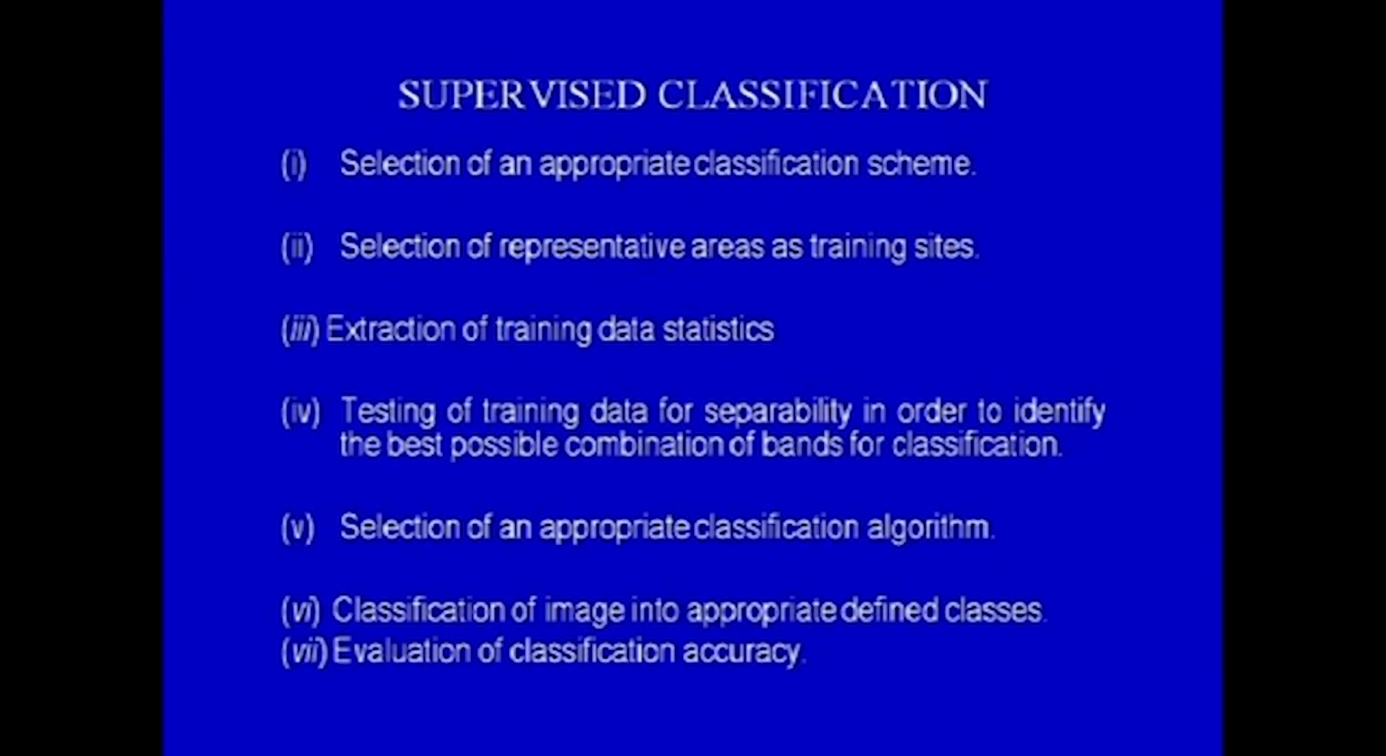First, selection of an appropriate classification scheme. Second, selection of representative areas as training sites. Third, extraction of training data statistics. Fourth, testing of training data for separability in order to identify the best possible combinations of bands for classification. Fifth, selection of an appropriate classification algorithm, classification of the image into appropriate defined classes, and finally, evaluation of classification accuracy.